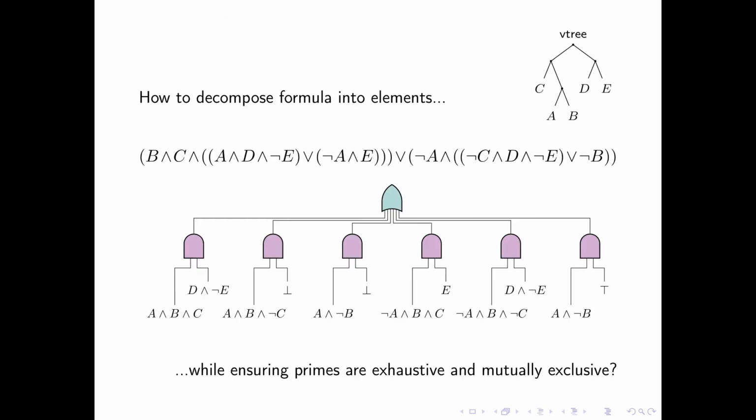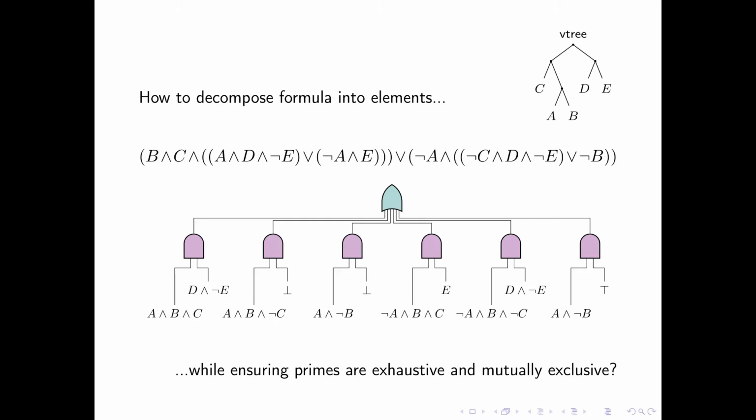So we basically randomly sample a V tree by considering the problem of sampling a V tree as equivalent to sampling open and closed parentheses. When we have a V tree and a formula, we can then decompose the formula into elements. What I mean by that is that we want a disjunction node over the elements, and the disjunction over the elements should encode the original formula. And we do this by ensuring that the primes are exhaustive and mutually exclusive.